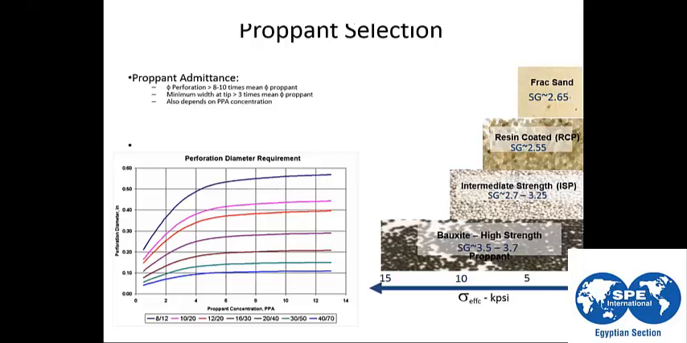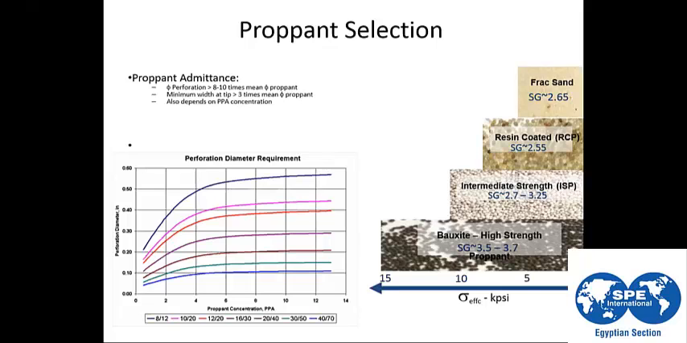This chart is explaining the proppant concentration and the perforation diameter. This is important because when you are selecting the proppant size, you should understand what your perforation entrance hole is, to avoid bridging of the proppant at the perforation interval and getting an early screen out.